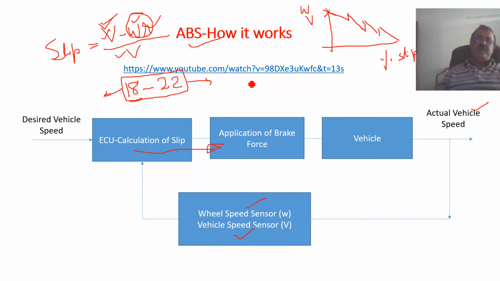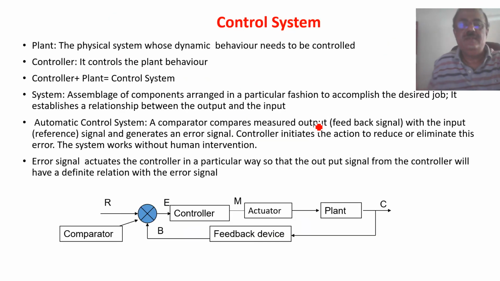Correct? You can play this YouTube video to understand how exactly an ABS system works. So this is also a feedback control system. I have given lots of illustrations about what exactly a control system is. So let us understand some terminology for the future.